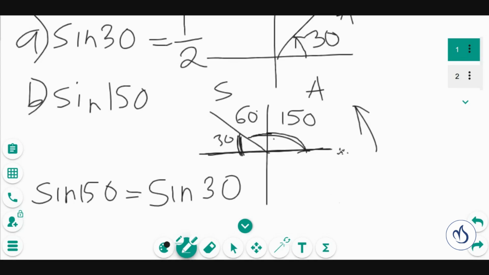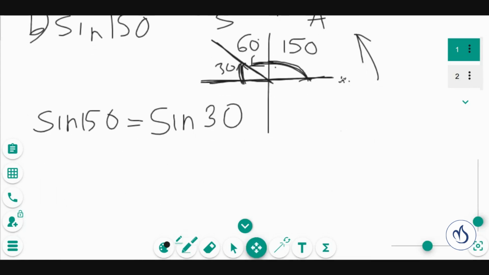The goal is reaching this line here. How do we reach here? I can reach there by taking this route where I have 150, or the other shorter route is me measuring from the negative x-axis, and I measure 30 degrees. So sine of 150 is the same as the sine of 30, and my value of sine 30 is a half, which is positive.